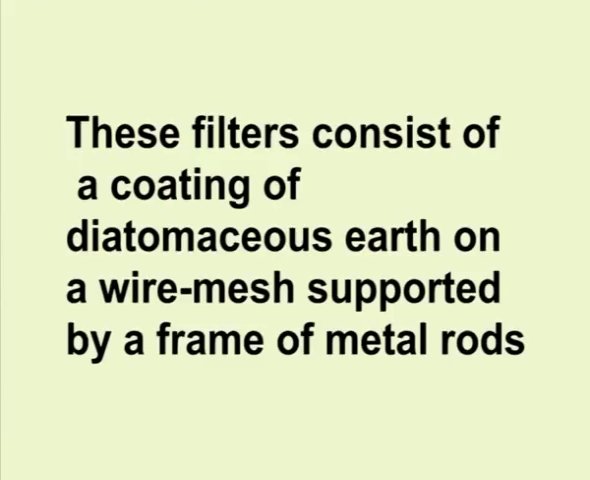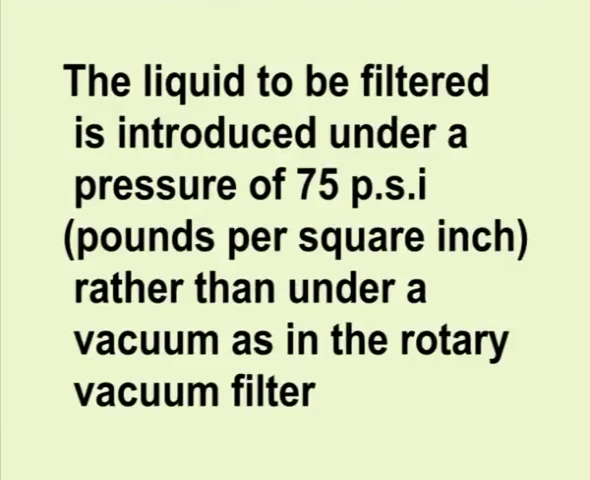These filters consist of a coating of diatomaceous earth and a wire mesh supported by a frame of metal rods. The liquid to be filtered is introduced under a pressure of 75 psi, that is pounds per square inch, rather than under a vacuum as in the rotary vacuum filter. They are used when the load is light, such as for polishing beer or fruit juices. They can be cleaned by backflushing with water.